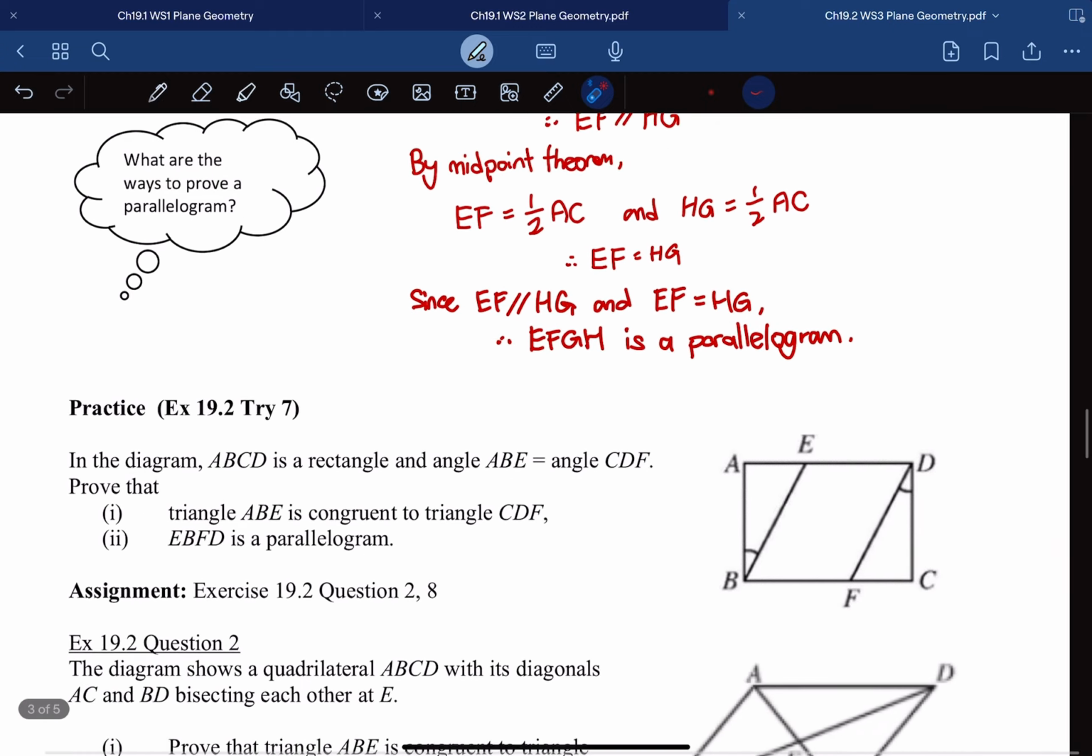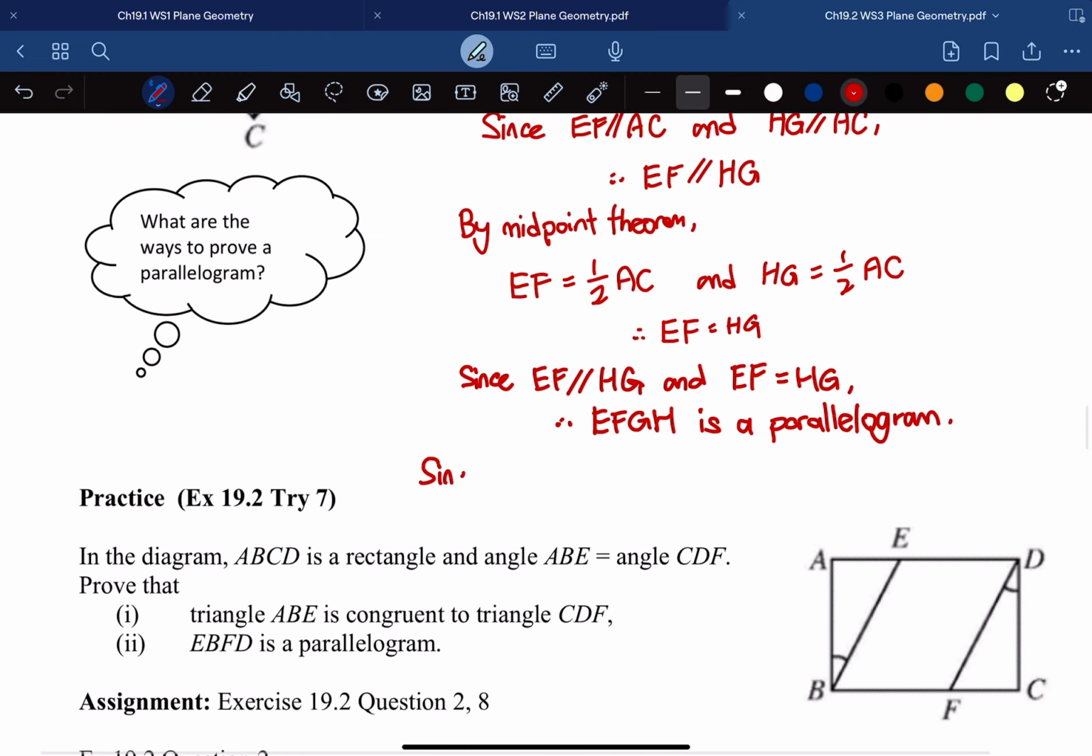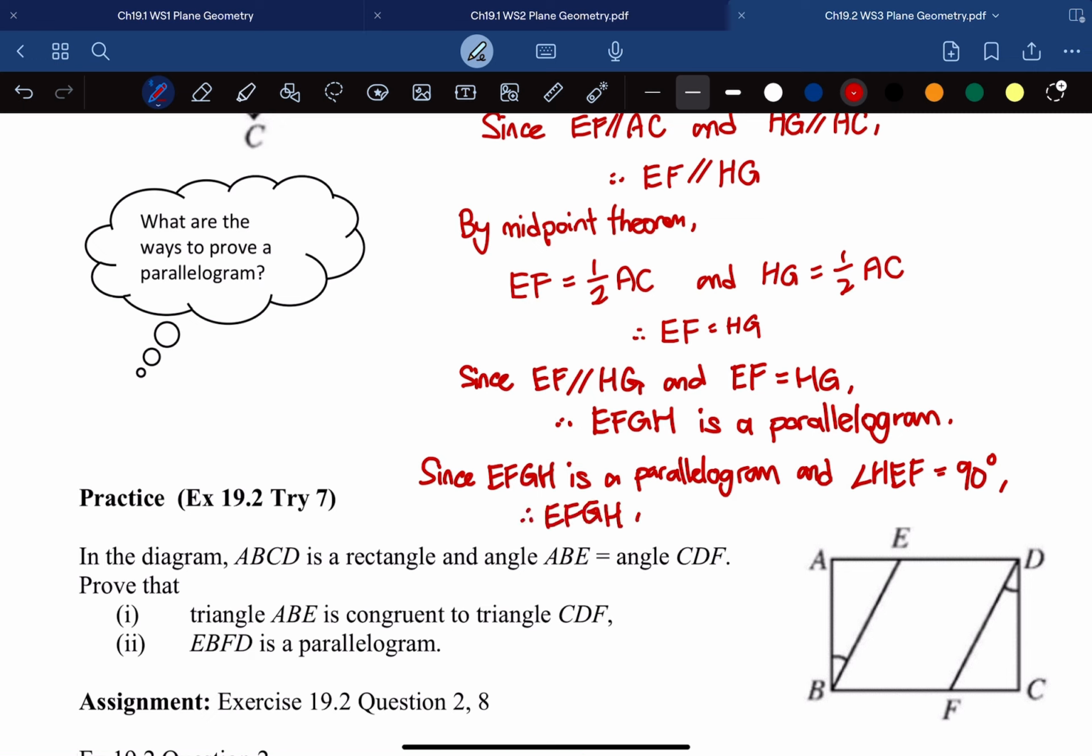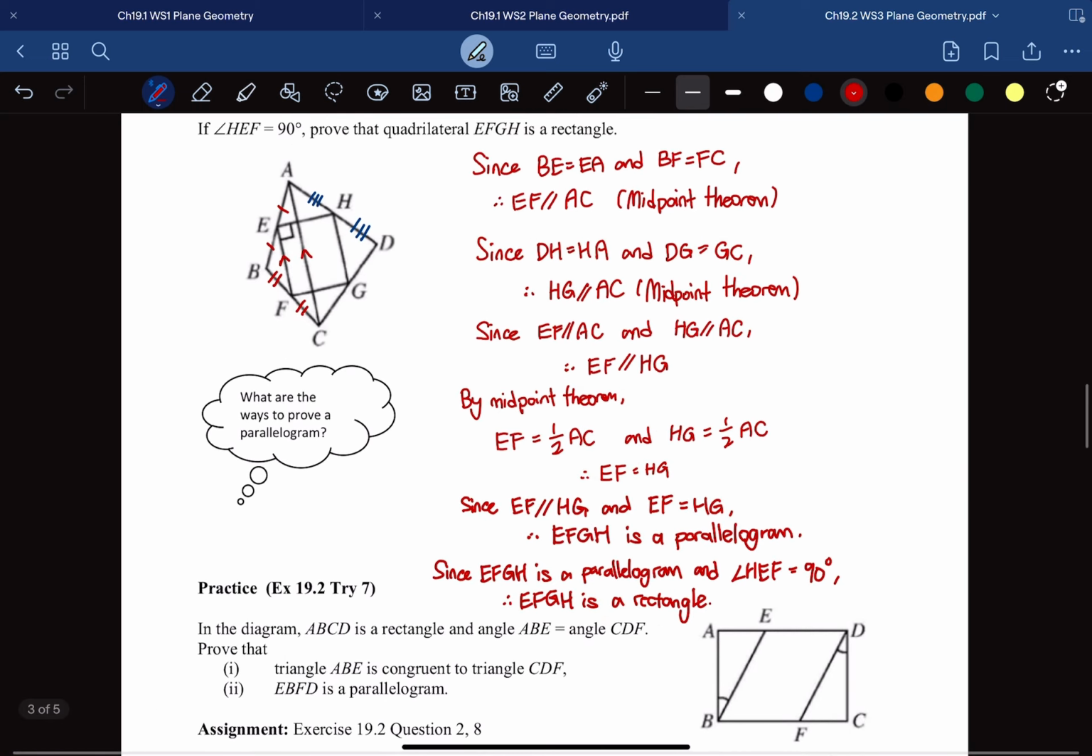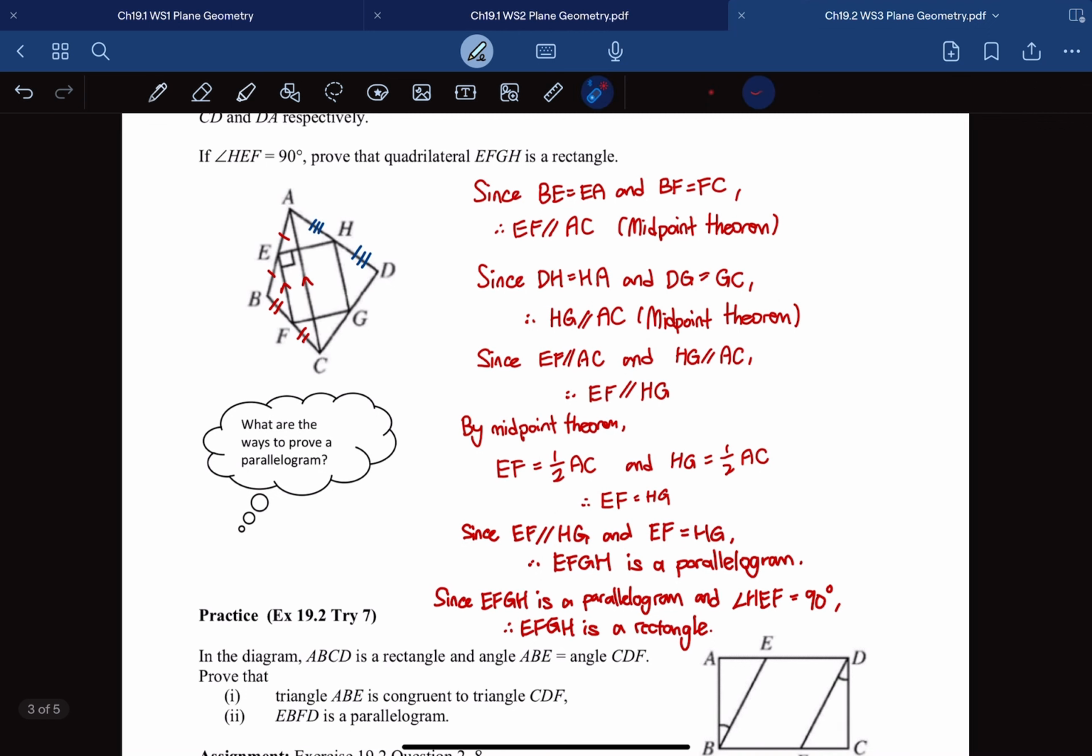And therefore, I can make the conclusion that since EFGH is a parallelogram, and angle HEF equals 90 degrees, therefore EFGH is a rectangle. Very simply, we can show this based on the properties of a rectangle: a parallelogram where the angles are all 90 degrees. This shows us how to show that this quadrilateral here is a rectangle.